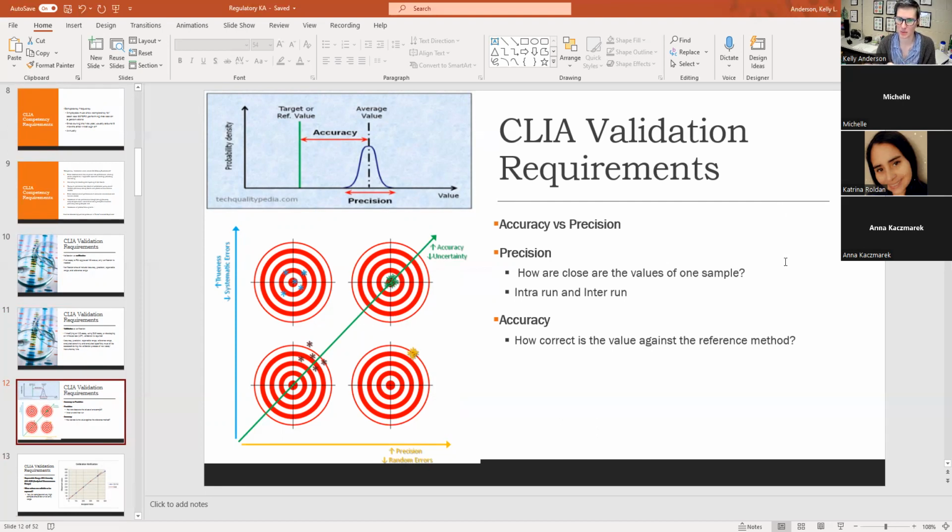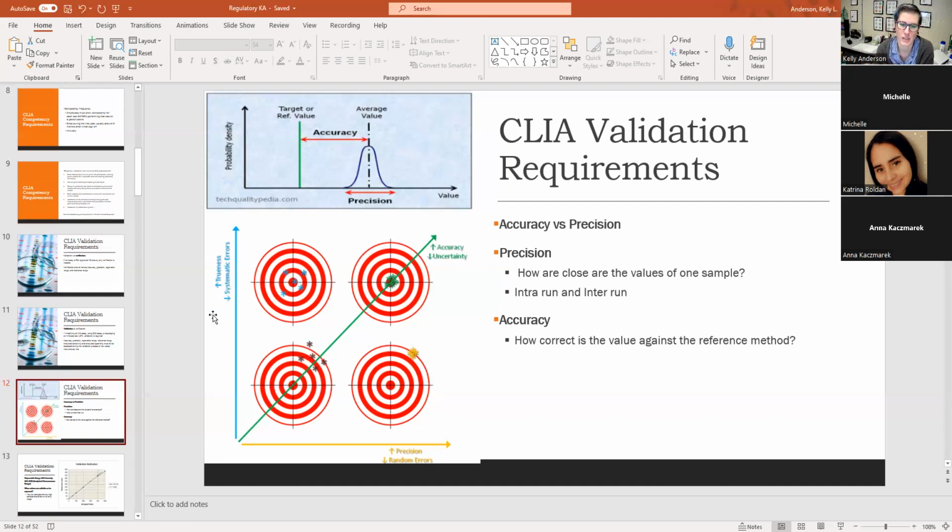So what is accuracy and precision? And I hope that you had this maybe in your chemistry or in your lab management classes. But precision is basically saying how close are the values of one sample. It's not saying that it's correct, it's saying that it's close together. So if you run one sample 10 times, all the results are very close together. And accuracy is saying how correct is the value against the reference method.